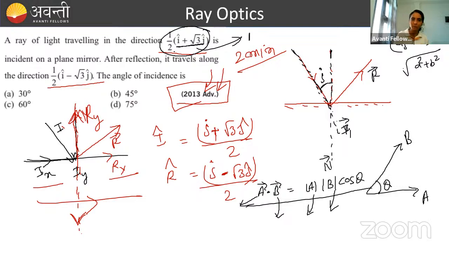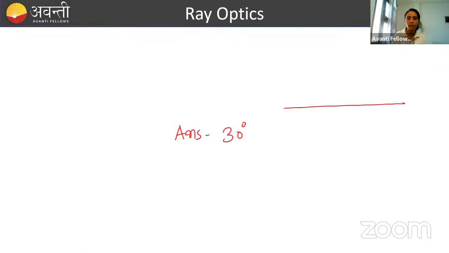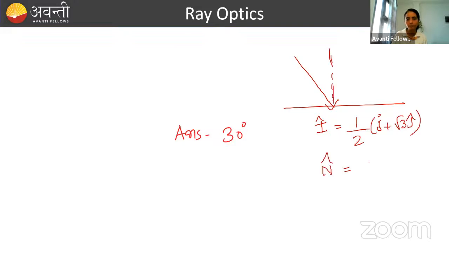It means for this question, the line of normal is along y axis, is along j. ठीक है, is along j. So अब हमारा क्वेश्चन क्या हो गया, काफी सिंपल हो गया. क्वेश्चन ये हो गया कि now we have an incident light like this, and unit vector in the direction of incident light, that is I cap, is equal to 1 by 2 I cap plus root 3 j cap. ठीक है, and normal is along which line? Normal is along j cap direction.